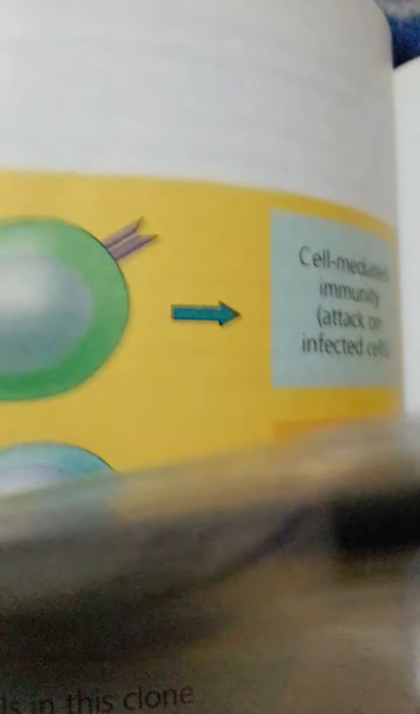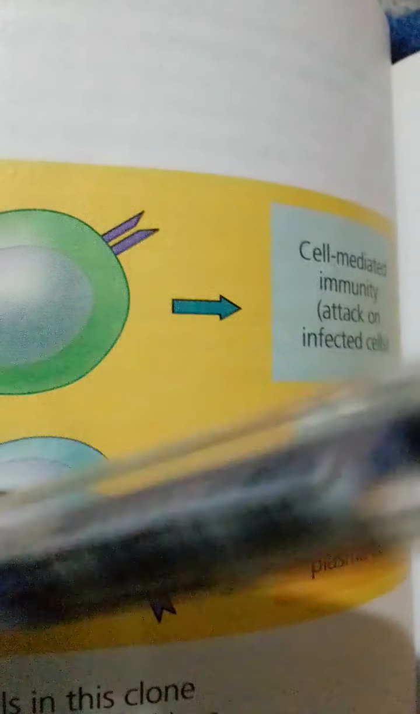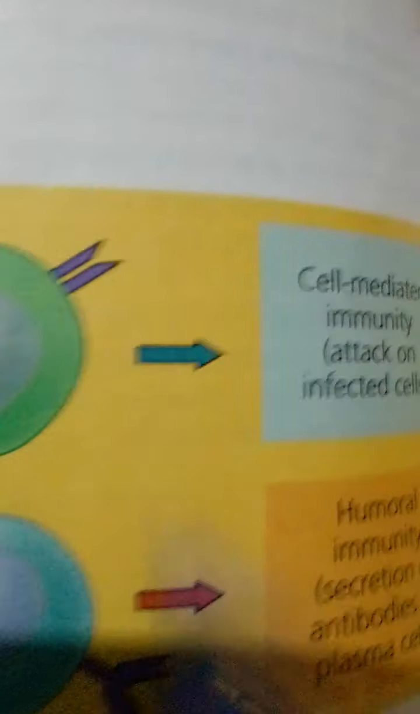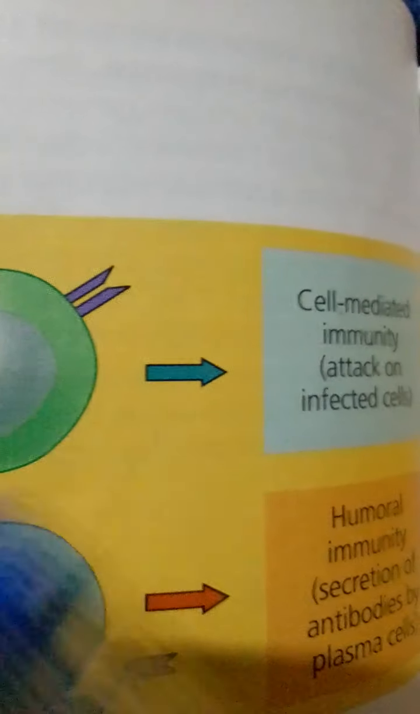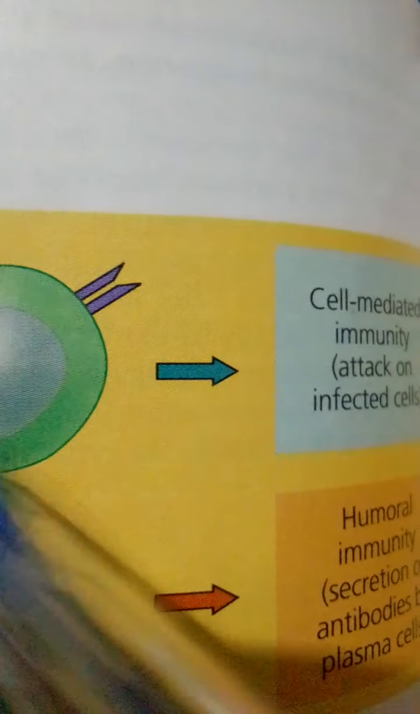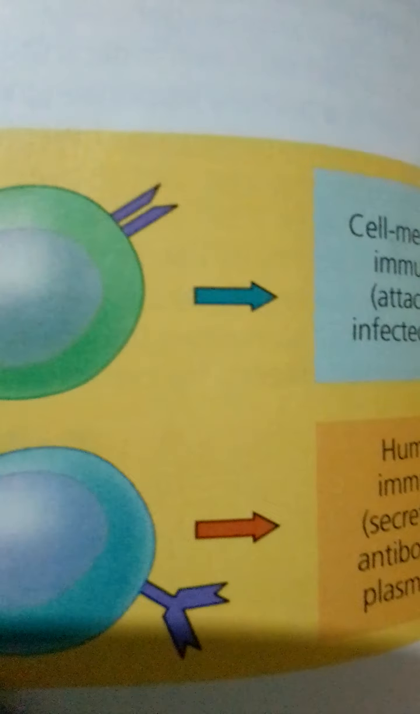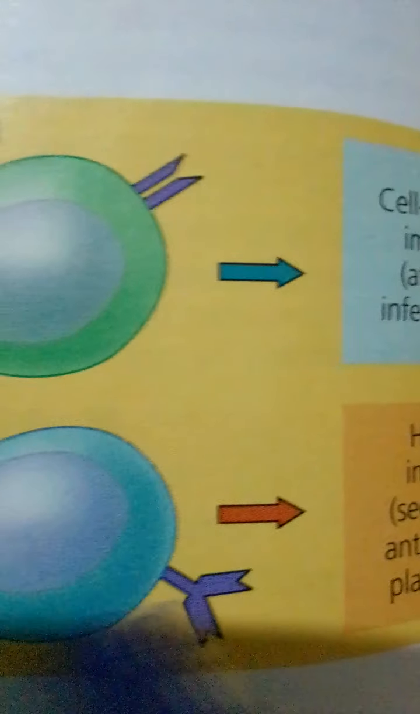Notice step 3. The cells of this clone secrete other cytokines that help activate B cells and cytotoxic T cells. Notice this represents cell-mediated immunity, the attack on infected cells, and this one humoral immunity, the secretion of antibodies by plasma cells.